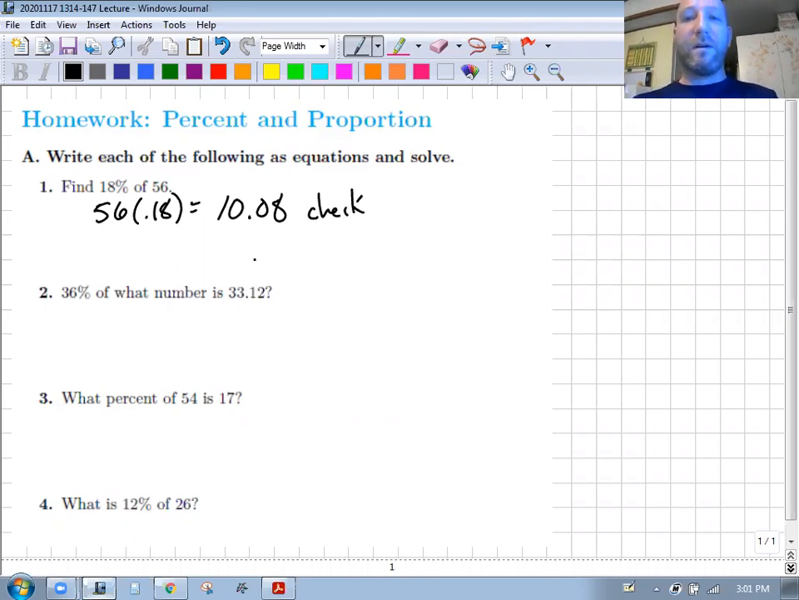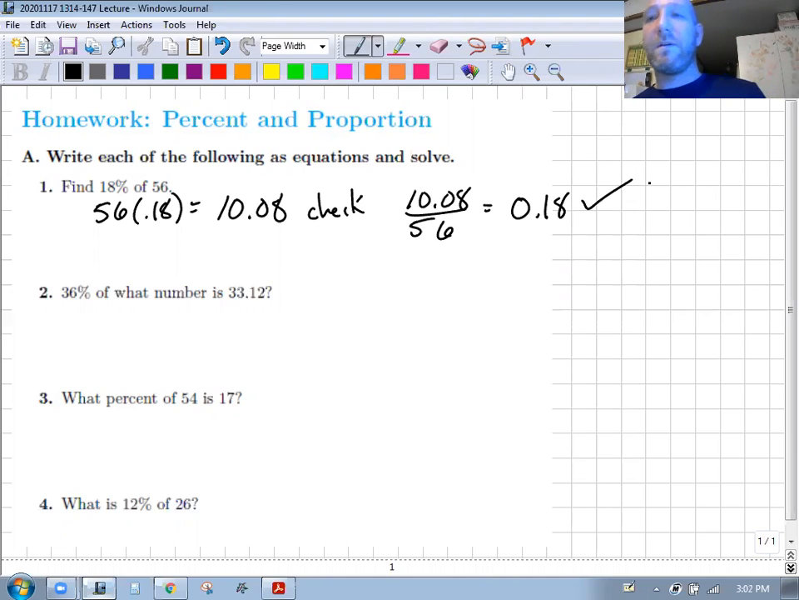All right. So we can check, right? Let's see, if we divide 10.08 by 56, we should get 0.18. 10.08 divided by 56 equals 0.18. So 10.08 is 18% of 56. Right? 0.18, that is 18%.